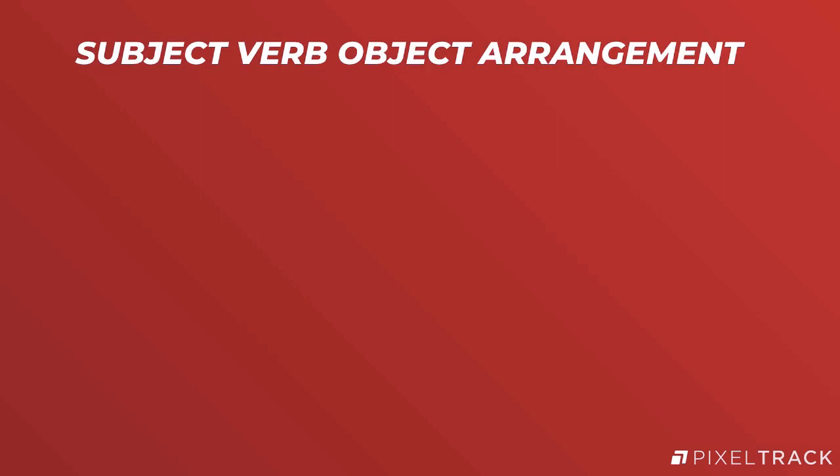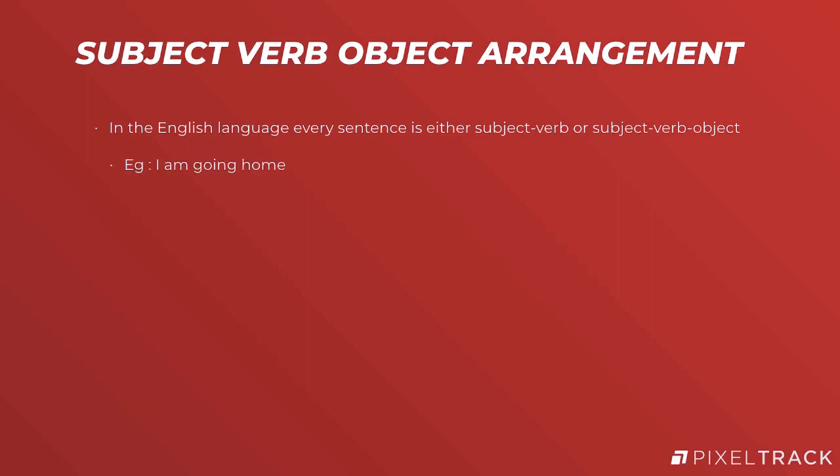The first thing that we need to talk about, and the mistake that we people make, is the subject verb object arrangement, or in simple words, the word arrangement. Now, in the English language, every sentence is either subject verb or subject verb object. It is in this exact order, which is why it makes sense in the English language. So for example, I'm going home.